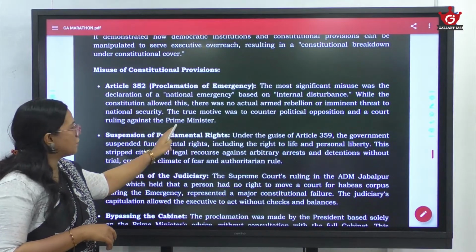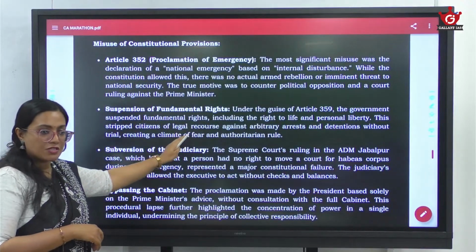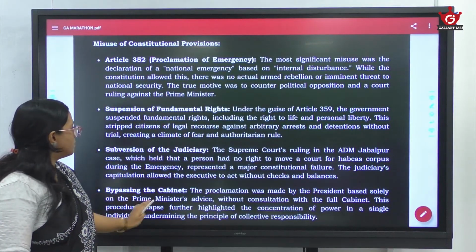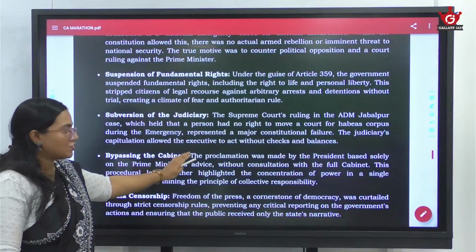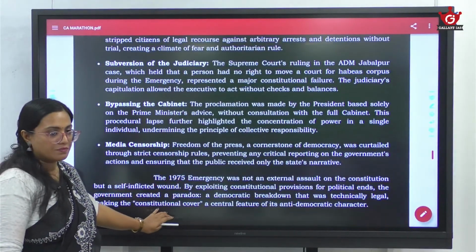One is Article 352, that is the proclamation of emergency. Suspension of fundamental rights, that was the major controversy regarding the emergency. Subversion of the judiciary, bypassing the cabinet, media censorship.